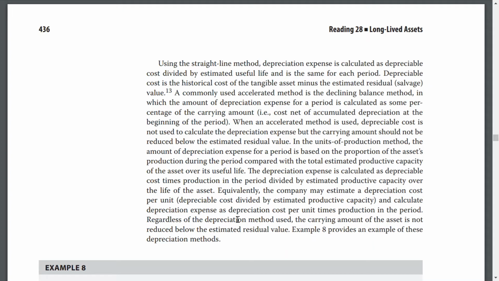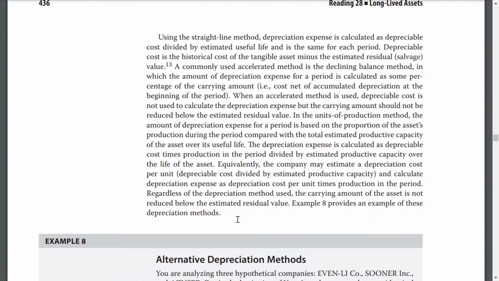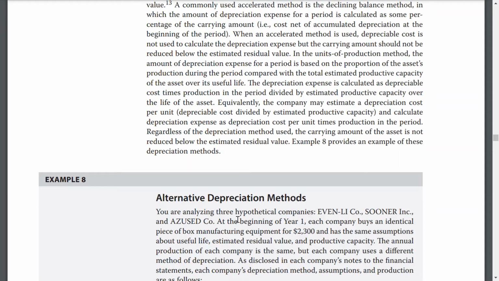For the units-of-production model, the depreciation expense is calculated as depreciable cost times the production in the period divided by estimated productive capacity over the life of the asset. Equivalently, the company may estimate the depreciation cost per unit and calculate depreciation expense as depreciation cost per unit times production in the period. Regardless of the depreciation method used, the carrying amount of the asset is not reduced below the estimated residual value. Example 8 provides an example of these depreciation models.